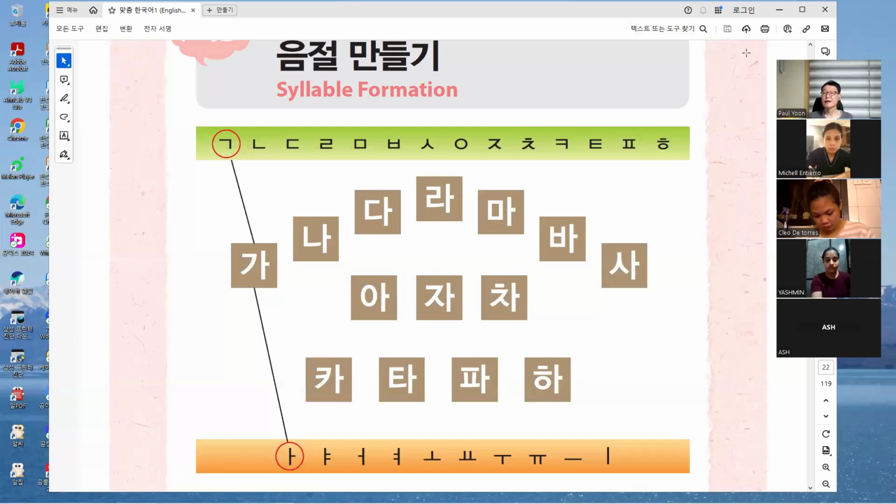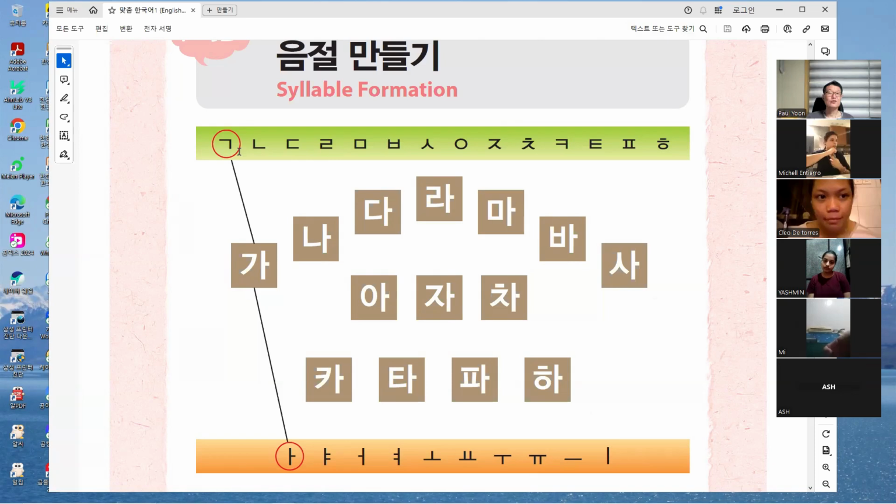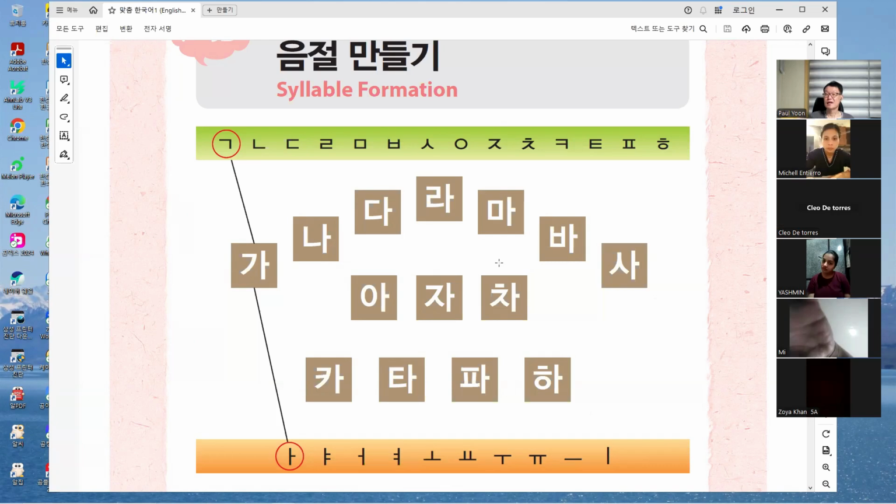Last time, in our first class, we studied the basic vowels and consonants. Even though each consonant has its own name, you don't need to memorize those right now, but you have to memorize their pronunciation. So: g, n, d, l, m, b, s, ng, j, ch, k, t, p, h. Like this, 14 basic consonants.